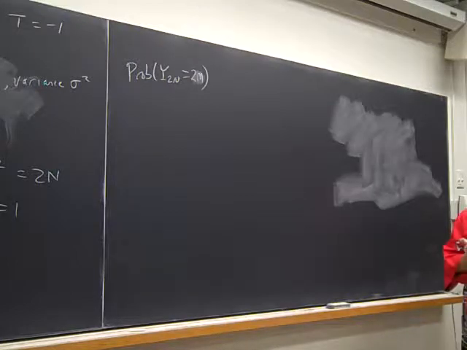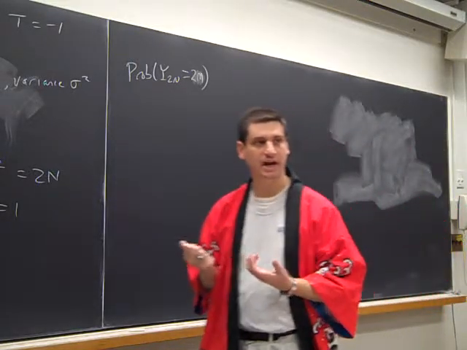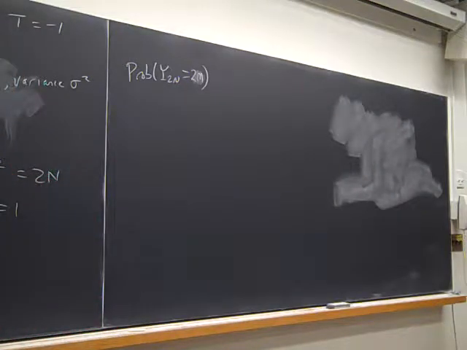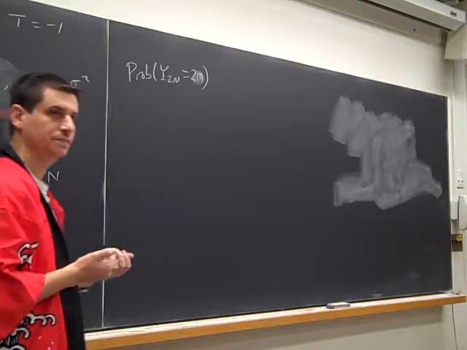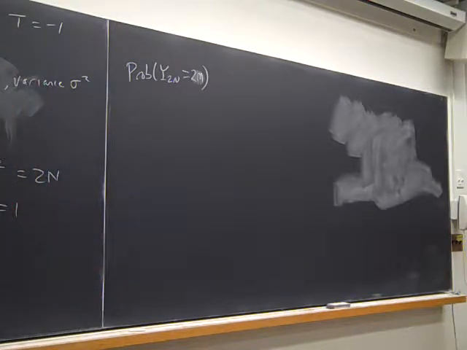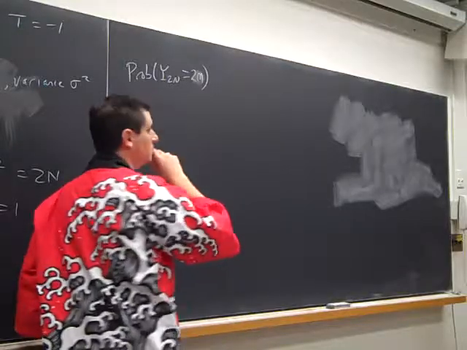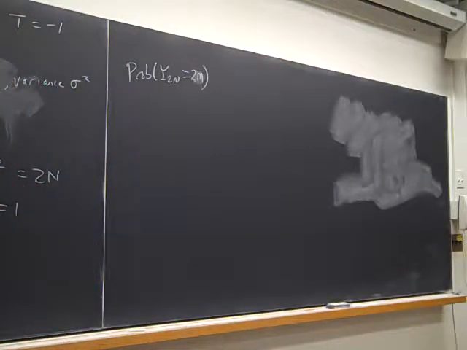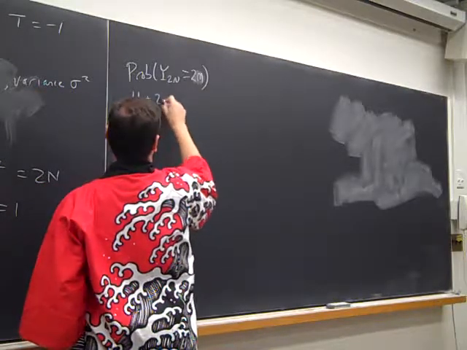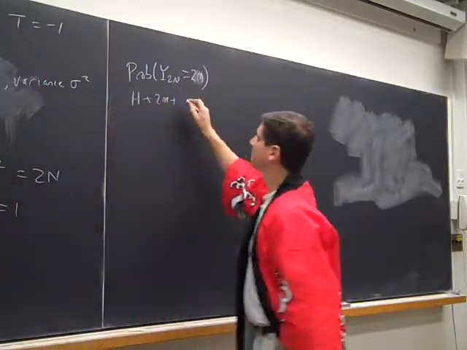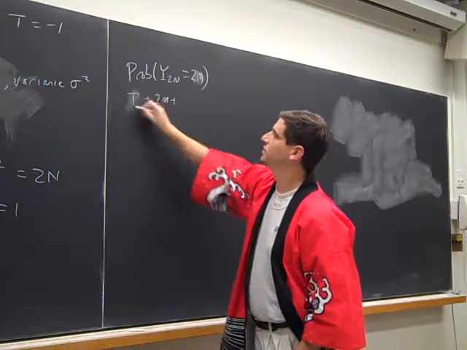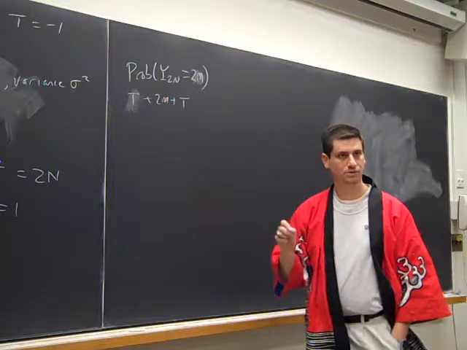So how would I have 2m? I have some number of heads and some number of tails, and I have a net of 2m. So every head is plus 1, every tail is minus 1. How many heads do I have? So you have 2m plus the number of tails. Yes. I have 2m more heads than tails. Yes. So if h is the number of heads, the number of heads equals 2m plus the number of tails.